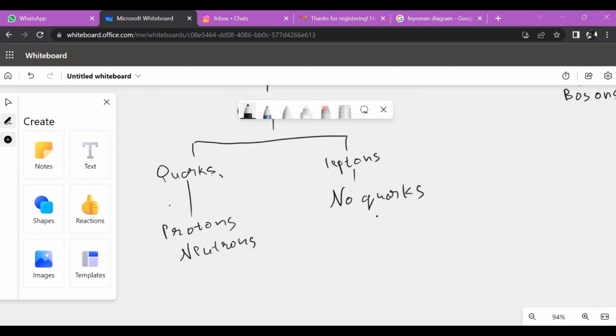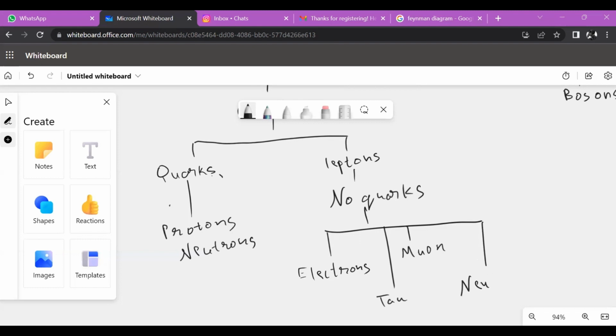And there are four kinds of leptons, which are the electron, which is not made up of quarks, tau, muon, and neutrinos.